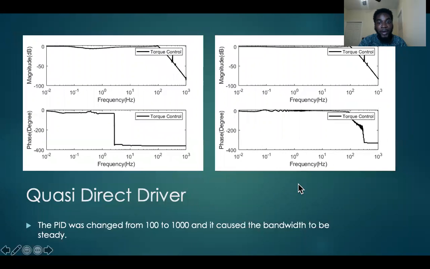Now we compare that to the QDD, the quasi-direct drive, and we see that the torque control is much more controlled. It stays above negative, it doesn't descend that much, and that causes it to be more usable and more user friendly. And I'll end it off here.